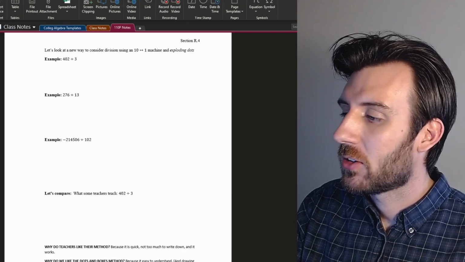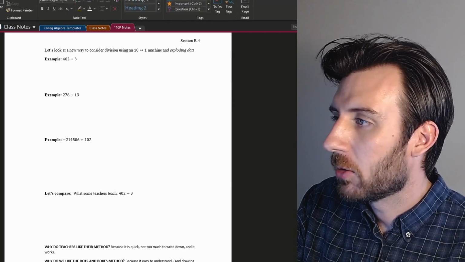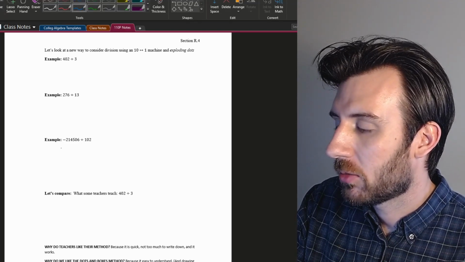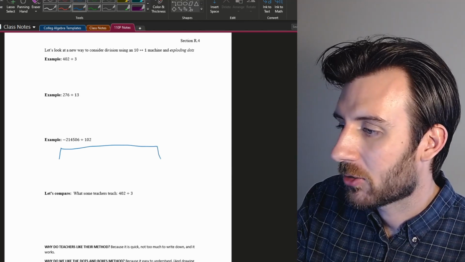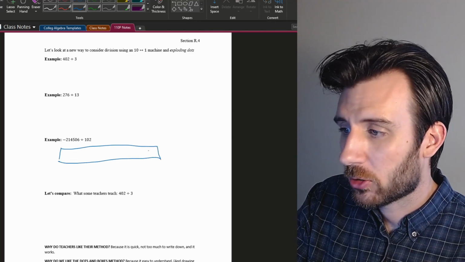Perfect. Okay, so let's go ahead and do a couple more of these examples. When you're working with really large numbers or negative numbers, we can represent that using a similar picture. So let's see what we can do for this monstrous one here. We're going to need lots of boxes in our machine. So we're going to have negatives, so maybe I'll use open circles this time.